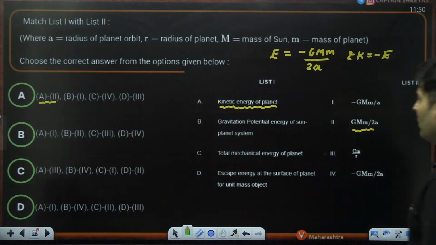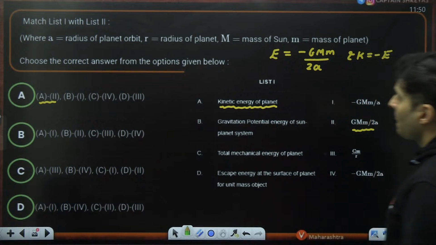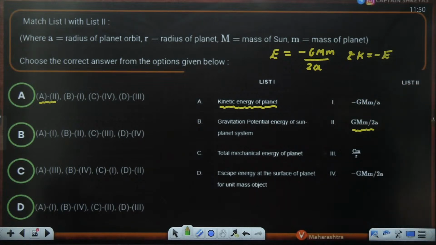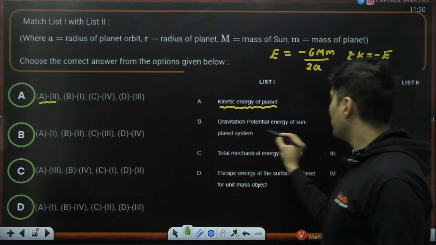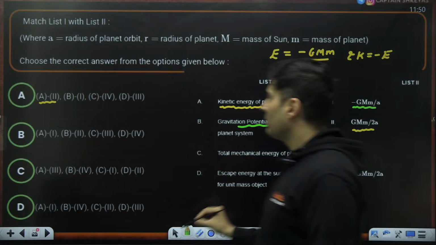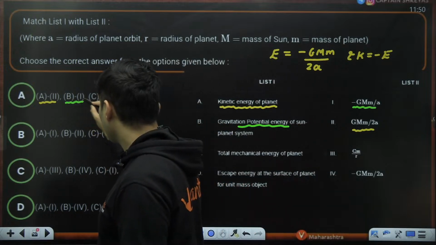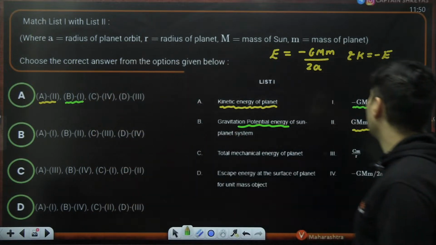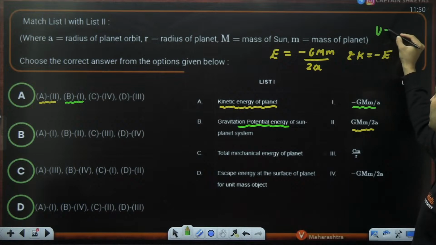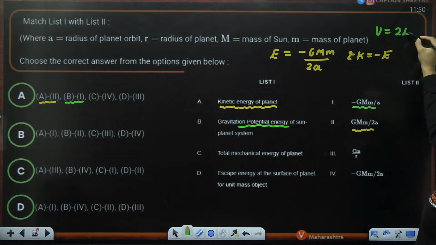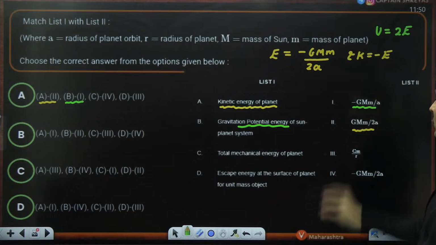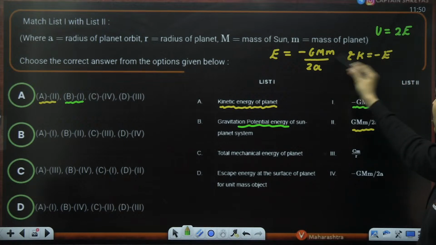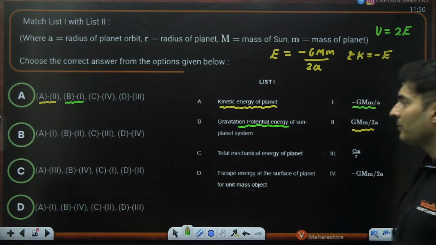Gravitational energy of the sun-planet system. Obviously, it will be nothing but minus GMm by a. That is your potential energy. Yes, the gravitational potential energy, B, will go with 1. Nowhere else is it going with 1. Remember, the potential energy will be double of the total energy. So double of this is directly nothing but minus GMm by a.